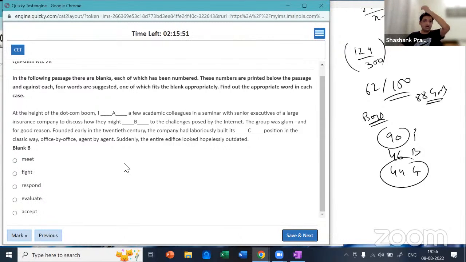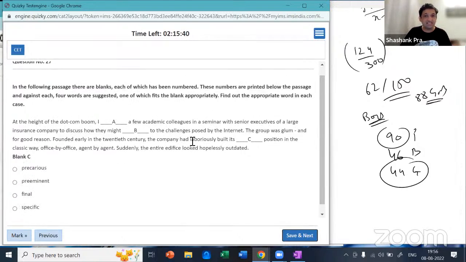To discuss how they might dash to the challenges posed by the internet. Respond or something. Yeah, respond seems fine. Fight to नहीं होता. Meet to the challenges no. Evaluate to नहीं होता. Accept to नहीं होगा. Respond I think is good. Blank C. Respond, the group was glum and for good reason.